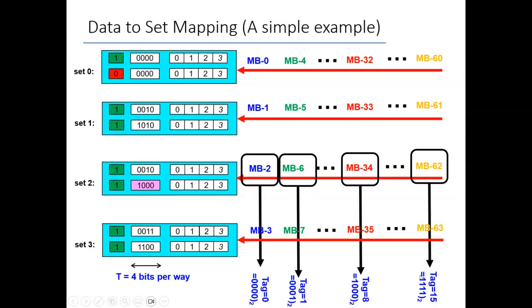Okay, using the same thing, what will be the tag for MB61 for set 1? The tag for MB61 will be 1111. The tag for MB33 will be 1000. And what will be the tag for MB5? The tag for MB5 will be 0001. The same thing, got it? Because they are mapped to different sets. Any question? Should we proceed?